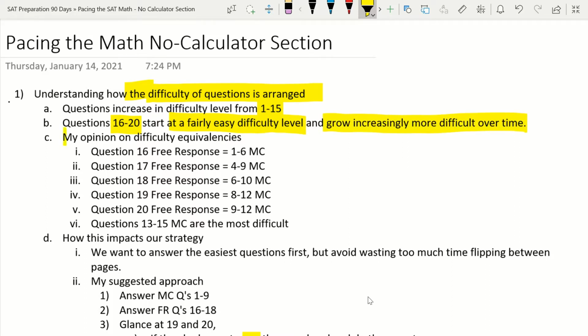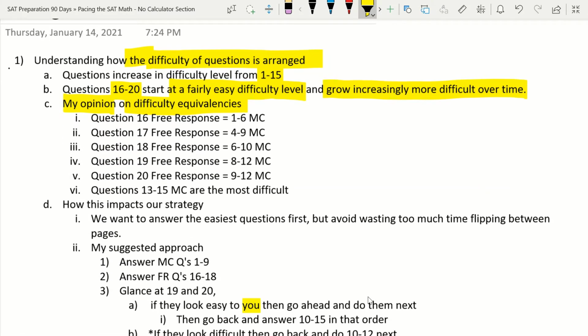After studying all of the practice tests, here's what I came up with as far as my view on how the difficulty equivalencies are for the multiple choice versus the free response. You'll see why this is important as I move on through this pacing video. In my opinion, question 16 of the free response was usually equivalent in difficulty to questions 1 through 6 on the multiple choice.